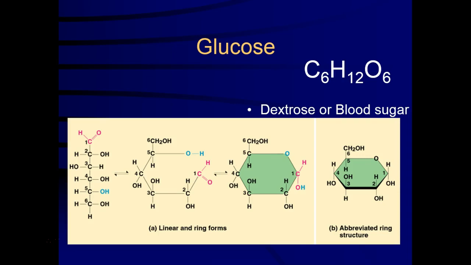Now, you'll notice the oxygen stayed. That's because it's unusual. The usual corner is going to be carbon. So we often use that abbreviated ring structure.